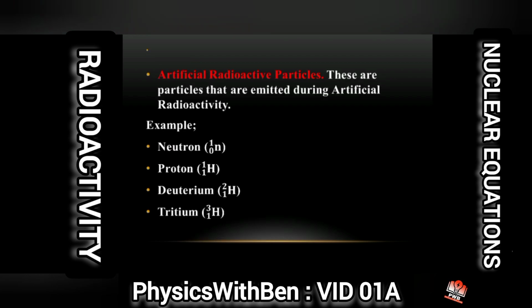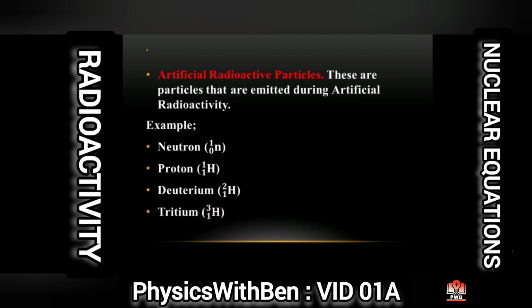Next up, we are looking at artificial radioactive particles. These are particles that are emitted during artificial radioactivity. Examples of these particles are the neutron, represented with the symbol n, with mass number 1 and atomic number 0. The proton, having atomic number 1 and mass number 1, and the deuteron, having atomic number 1 and mass number 2, and tritium, atomic number 1 and mass number 3.